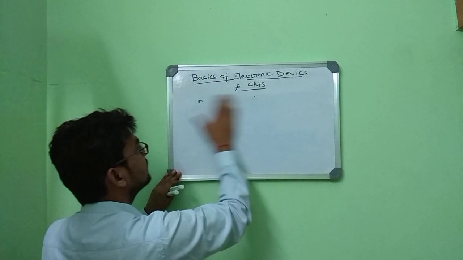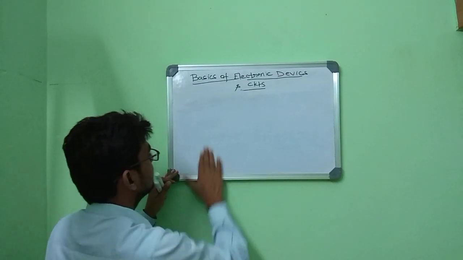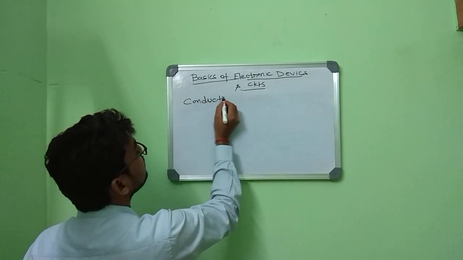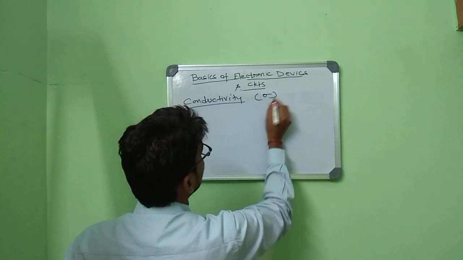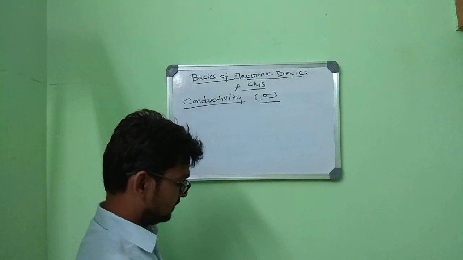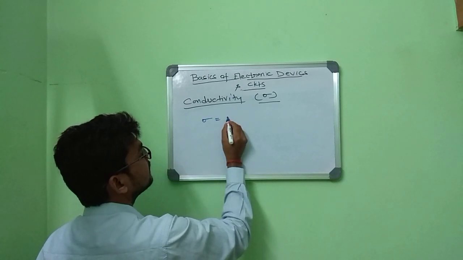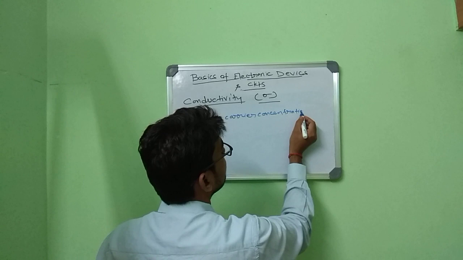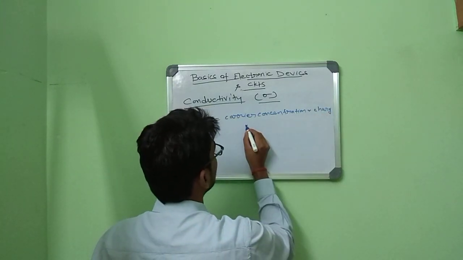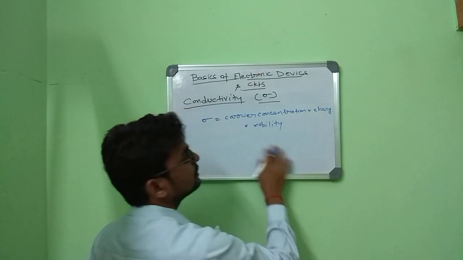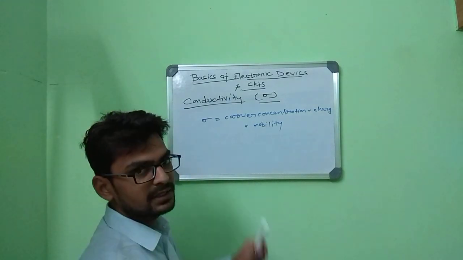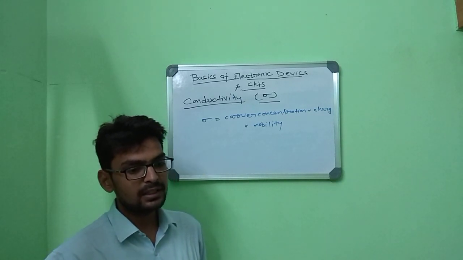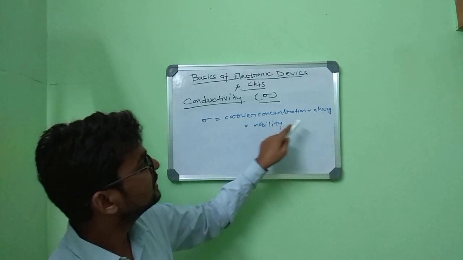And the last one is the conductivity of any material. How can you control conductivity? Conductivity is denoted by sigma. What is the conductivity of any material? Carrier concentration into charge into mobility. Mobility plays a very important role. I already told you the importance of mobility; you can see it further in your electronic devices subject. Conductivity plays a very important role for any electronic device.